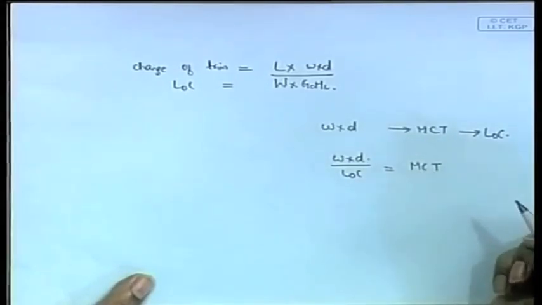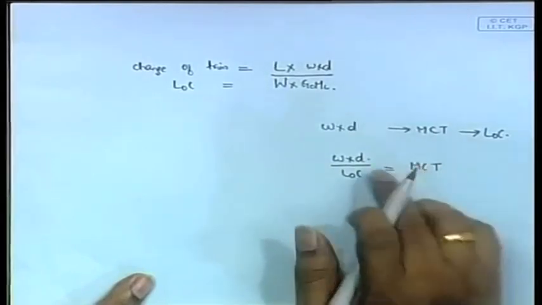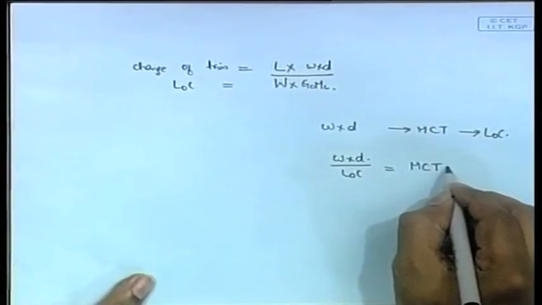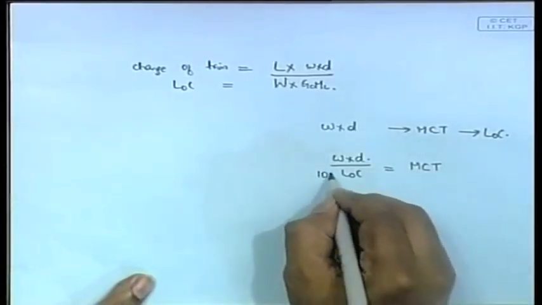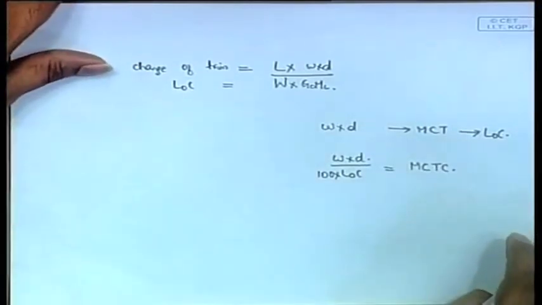That is what we call 1 meter, sorry, everything is in meters here. Initially, we are giving in meters. So, w into d by L0C is the moment to cause the trim of 1 meter. So, the moment to cause the trim of 1 centimeter is this divided by 100. Okay. This is MCTC.